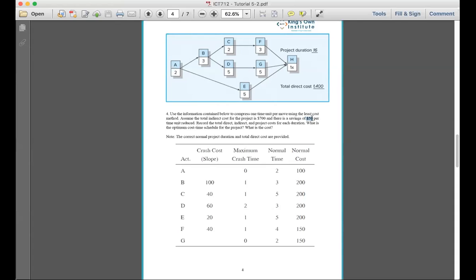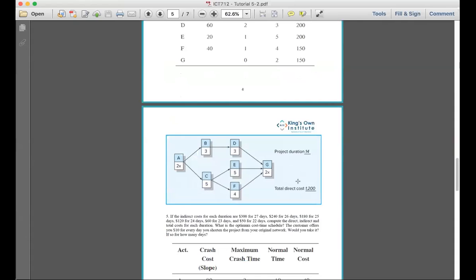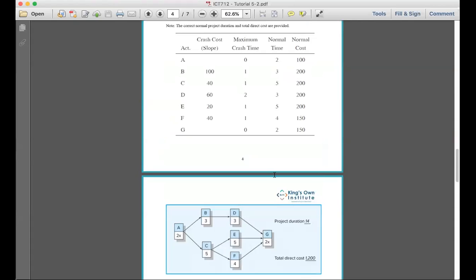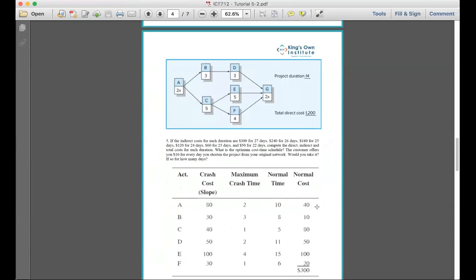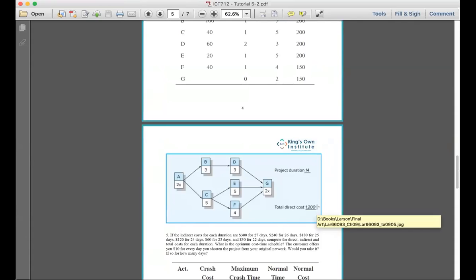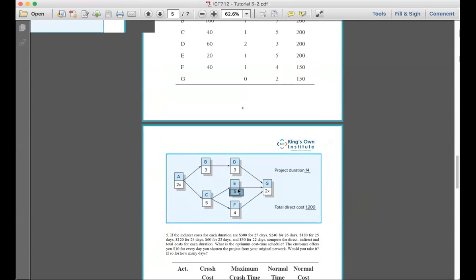So if we reduce activity E, that becomes 1,220, but the indirect cost, instead of being 700, becomes 50 cheaper, so it becomes 650. So the total becomes 1,220 plus 650, equal to 1,870. Then this activity E that I've done becomes 4x, and I can't reduce it anymore.